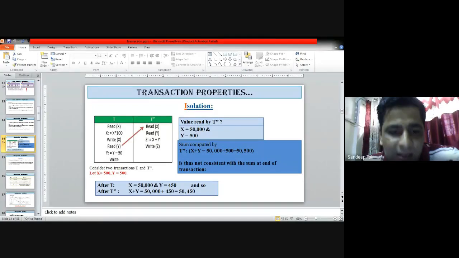Now let me clear it first. When the transaction T is at the point read y, up to before that write x has been done. It means the changes made to x have been written to the disk.